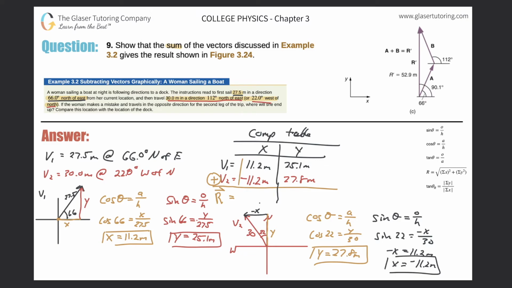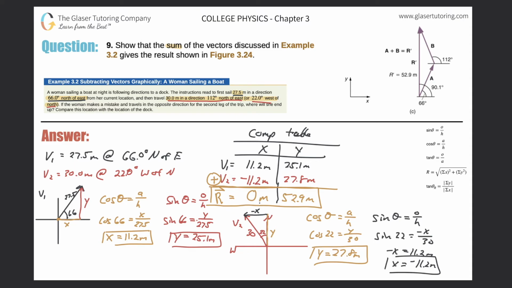So let's add these components together. When we add that, what do we get? 0. And now let's add these together. And what do we get? Looks like it's going to be about 52.9, I think, meters. Great. Now, these are the components of my resultant vector. So if I had to draw a picture now in a coordinate system, how would I do it?